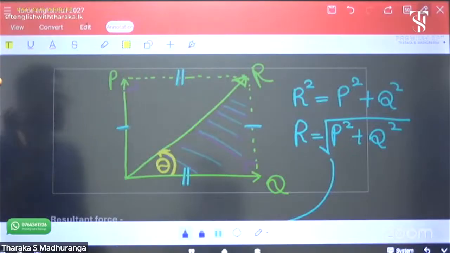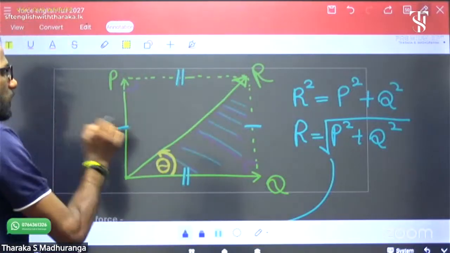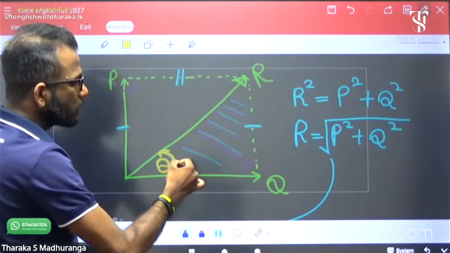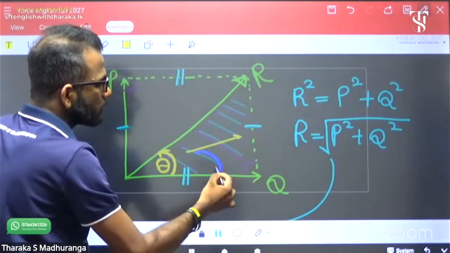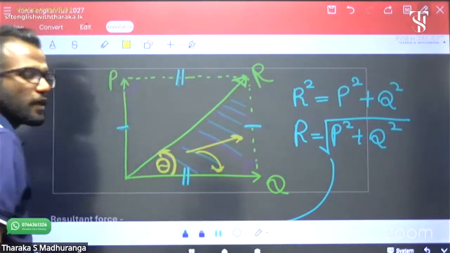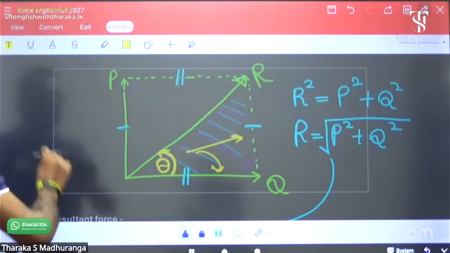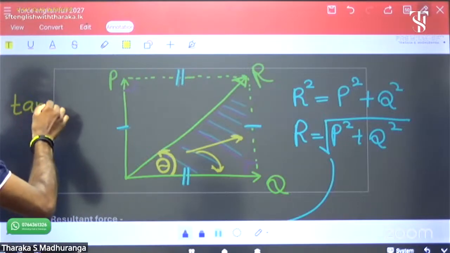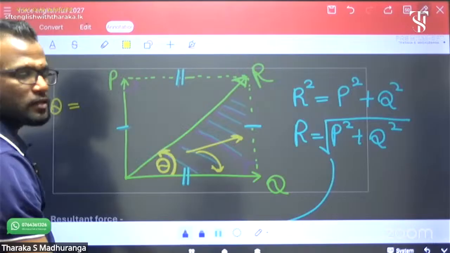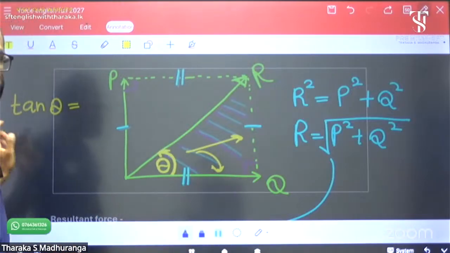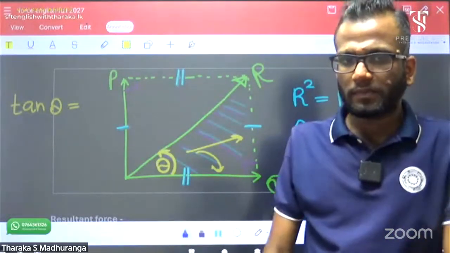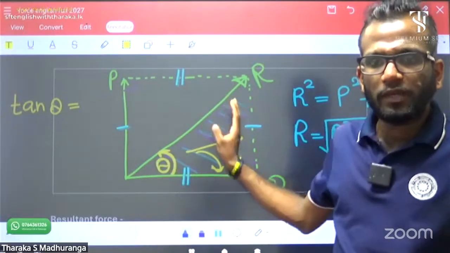Now, this is the theta. This is the opposite side relevant to this theta. This is the adjacent side. Opposite side and adjacent side. Now, I can use tan theta equals opposite over adjacent. What is opposite, P or Q? tan theta equals opposite over adjacent.